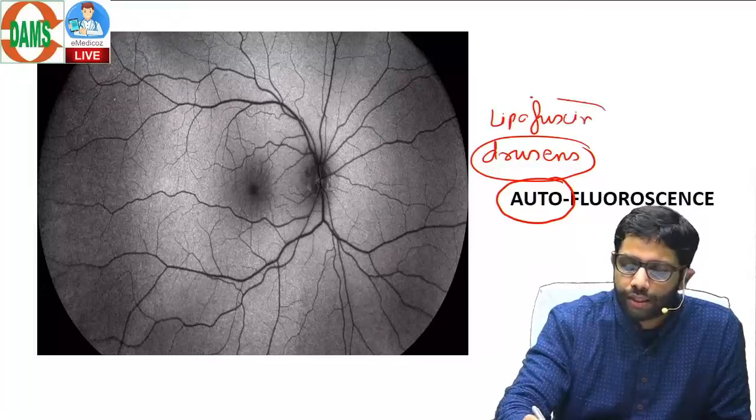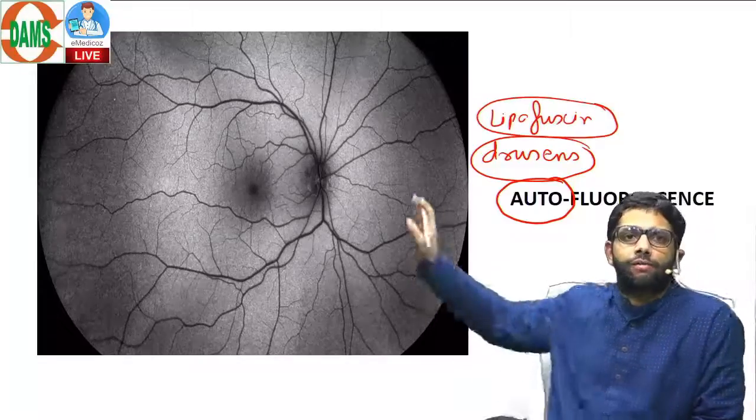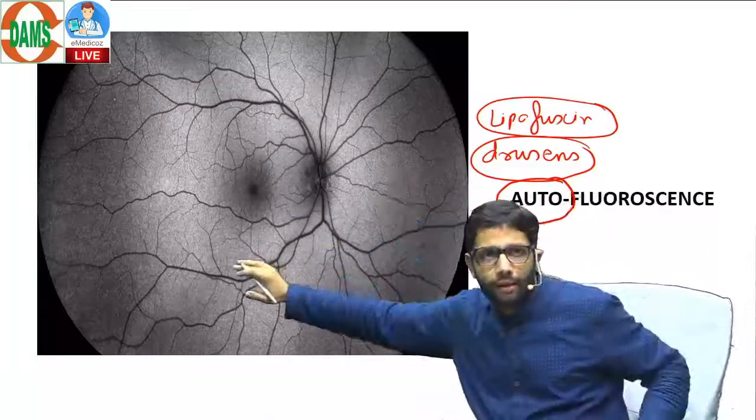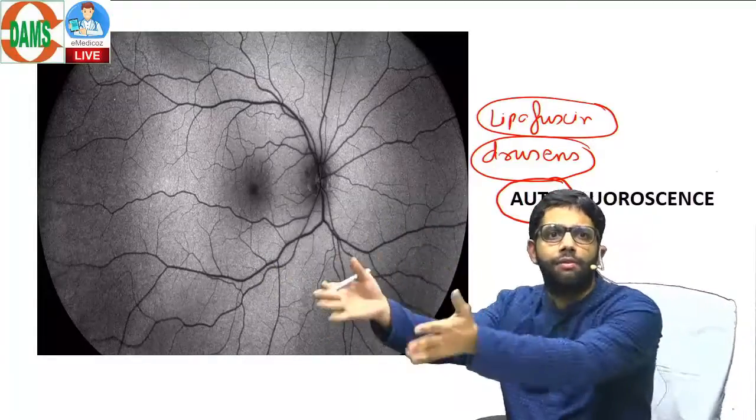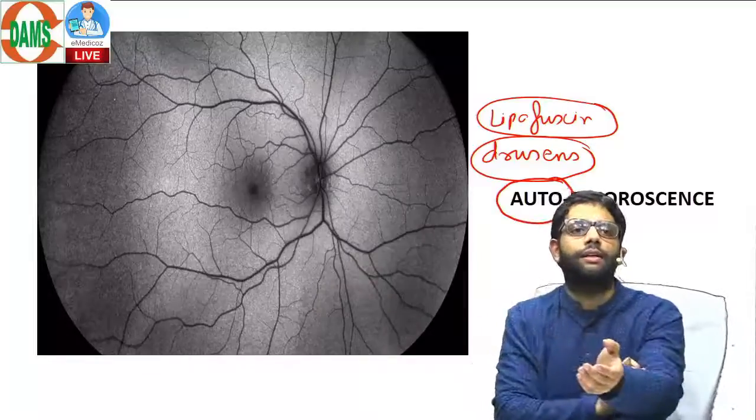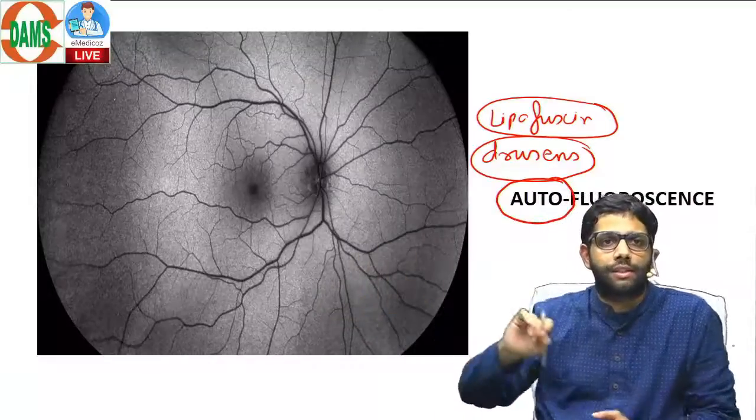Lipofuscin deposition in the retina has a property of autofluorescence. It means if these are deposited in the retina, they will absorb a low wavelength light and emit a high wavelength light. No need of using dye. Autofluorescence. You will see examples.